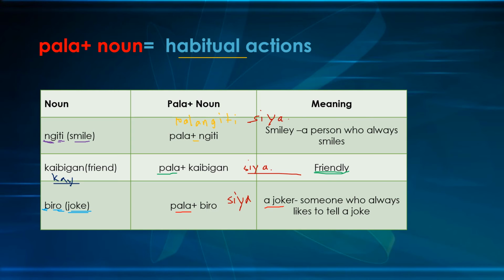So yeah, that's pretty easy, right? Adding pala plus a noun will now describe a person or the way they act, or it talks about their habits. So ngiti, palangiti. Kaibigan, pala kaibigan. Biro, palabiro.